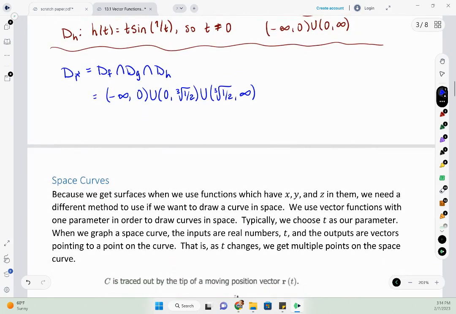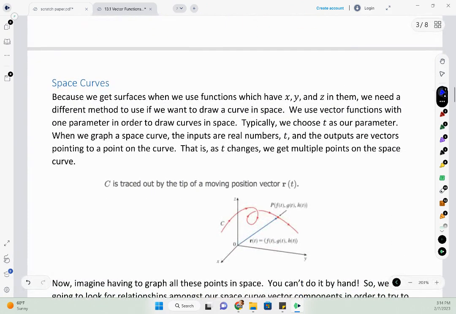All right, so you'll have a few homework problems where you're working with limits and domains, not very different from what we covered in college algebra and calculus 1. The only difference is you've got to do it for 3 pieces. So pay attention to that part very carefully. Now the next topic is space curves.